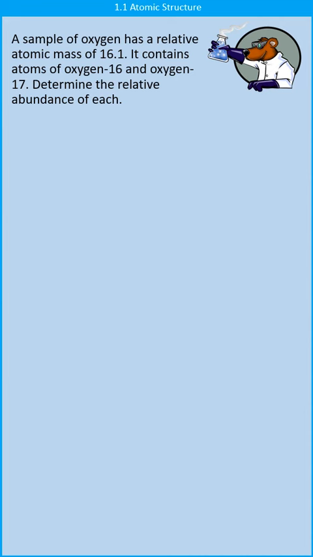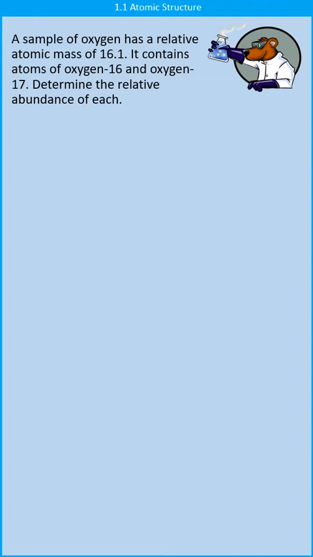For part 12 we're back in the atomic structure topic and we're back looking at relative atomic mass, but this time instead of calculating relative atomic mass based on mass and abundance data, we're going to work out what the abundance is based on that relative atomic mass and the mass data.